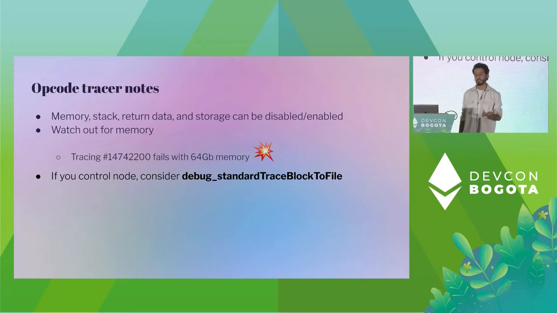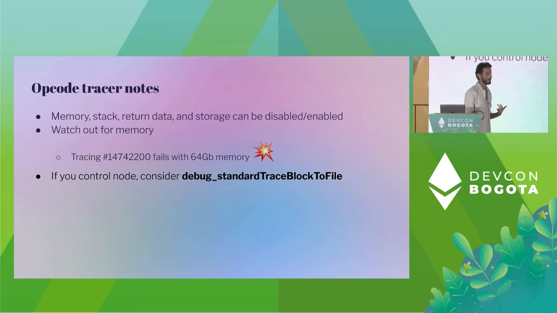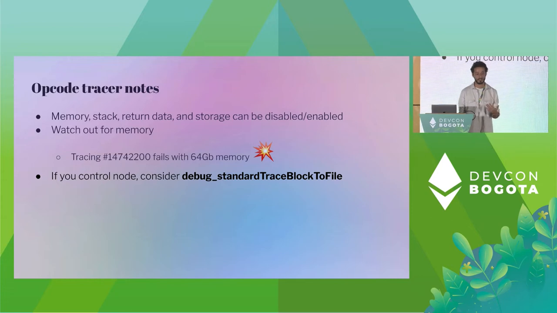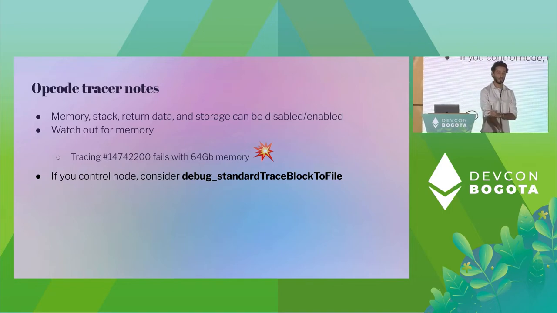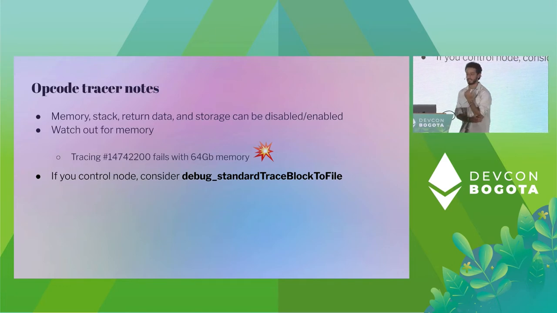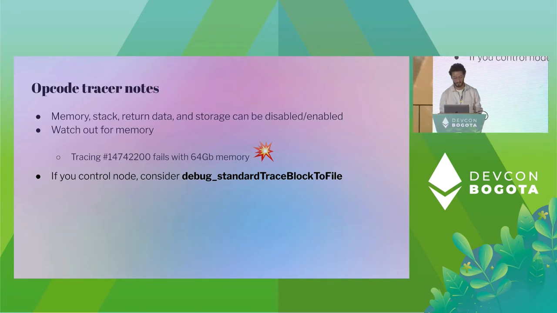Also, if you really need the memory, let's say, and JSON RPC is not sufficient for it, and you control the node, then there's an endpoint standardTraceBlockToFile, which will trace a block and save it in a file alongside the node that you can easily access. So it's not a JSON RPC request.